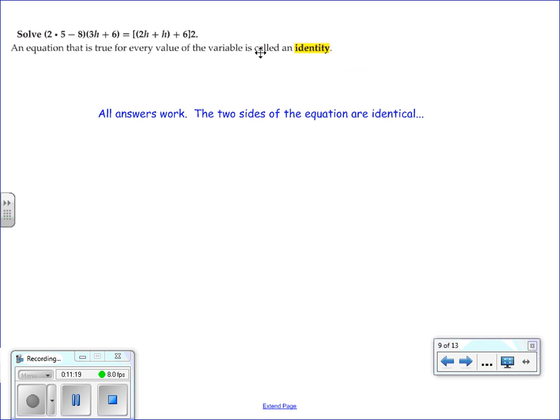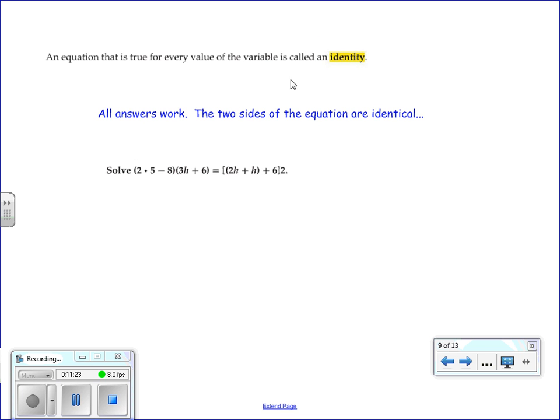Sorry, guys. An equation that is true for every value of the variable is called an identity set. The equation is identical, okay? And what that means is that every answer will work. The two sides are identical. And here's an example of an equation like that.